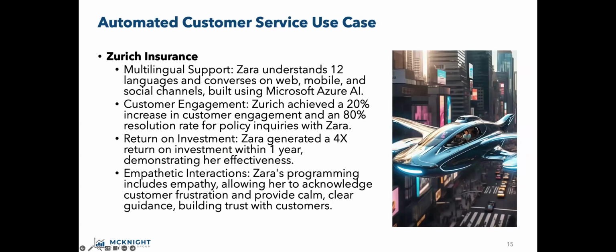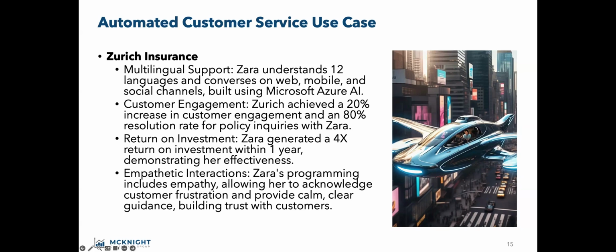There's also Zurich Insurance, and I could have picked from quite a few here for this one because a lot of insurance companies and other types of companies deal with the public, right? They have these chatbots. Their one is called Zara, and it understands 12 languages and converses on multiple forums: web, mobile, and social, built using Microsoft Azure AI. Zurich is a global insurer based in Switzerland. They launched their chatbot back in 2017, but it's become smarter over the years, as we would hope, and it helps customers get quotes, file claims, and learn about their insurance products.